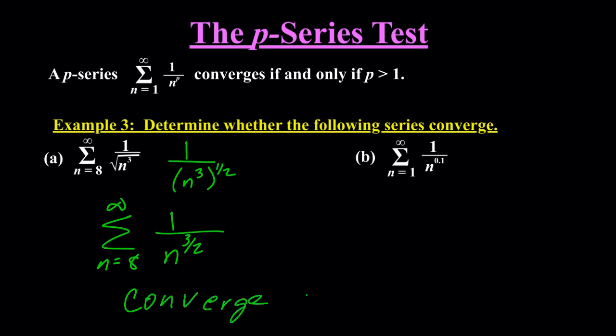by the P-series test. All right, so the next one, you have 1 over n raised to the 0.1, which is the same thing as 1/10. And because this value right here is less than 1, this will not converge. Okay.